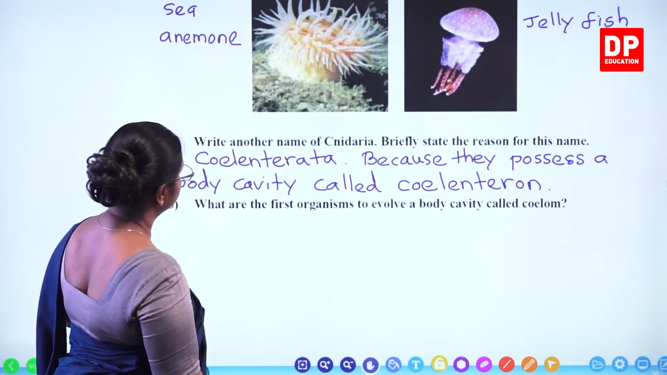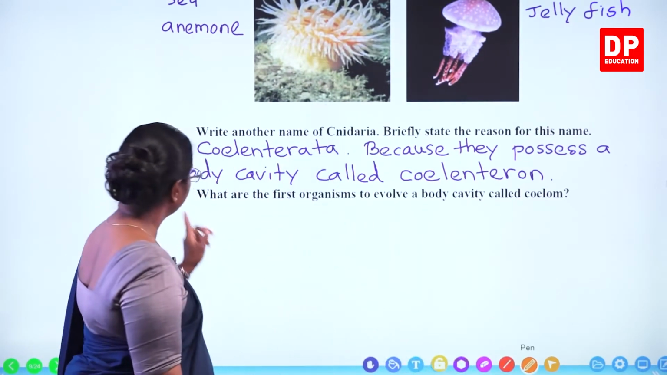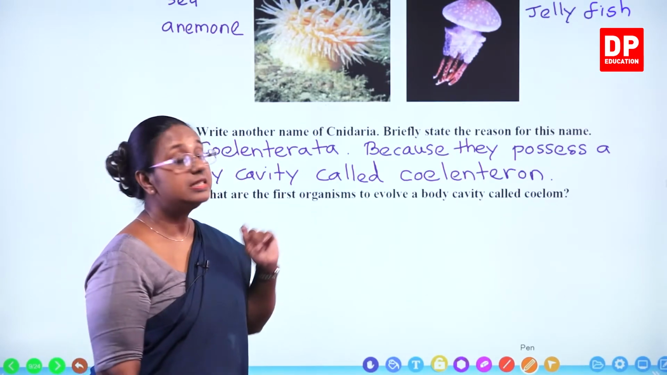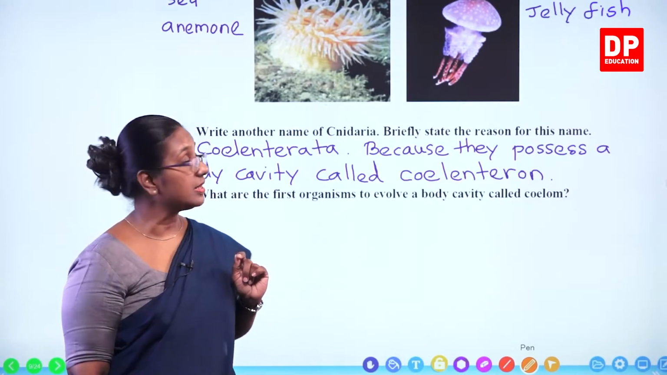Then the next question. What are the first organisms to evolve a body cavity called coelom? You all can remember that, students.